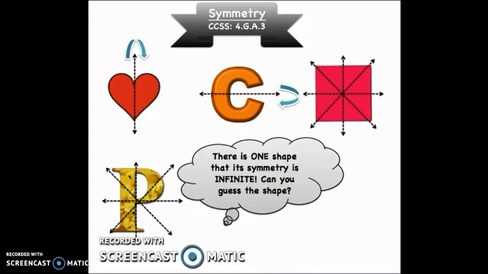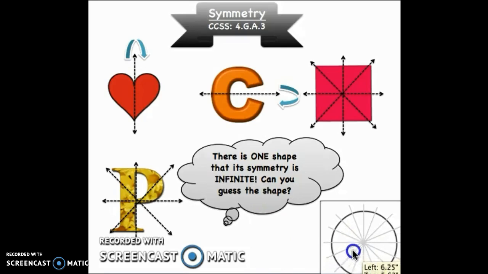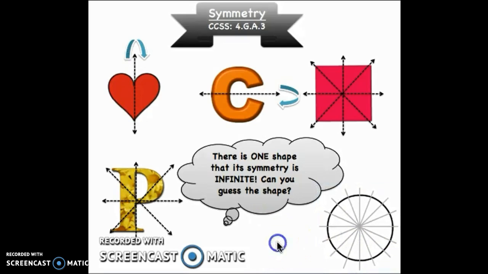Now, if you guessed a circle, then you are correct. Since there are an infinite number of lines through the center of a circle, the circle has an infinite number of lines of symmetry. So the circle is a very special two-dimensional shape when it comes to lines of symmetry.